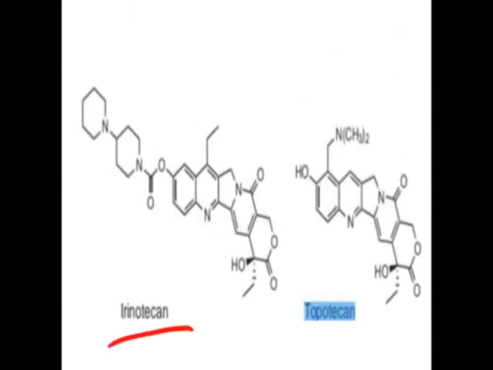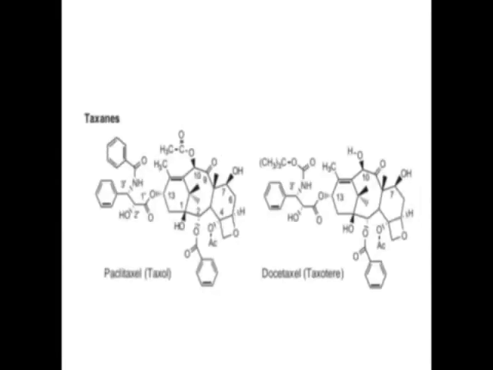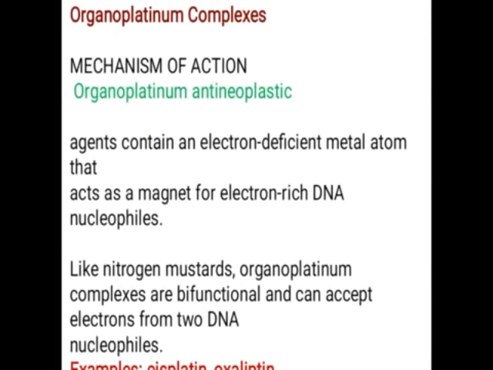Next one is irinotecan, topotecan. So these are the structures. Then vinca alkaloids, vincristine, vinblastine, they are derived from vinca alkaloids. Okay. So these are some important parts. You should know the structure, the mechanism of action, and other parts or the detailed studies of these drugs are not there for your syllabus. Then taxane derivatives, that is paclitaxel, docetaxel. These are also naturally occurring agents derived from plants. Okay.